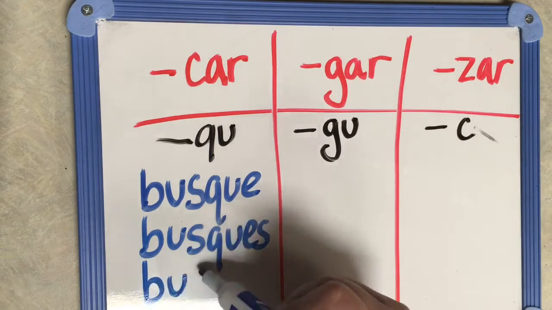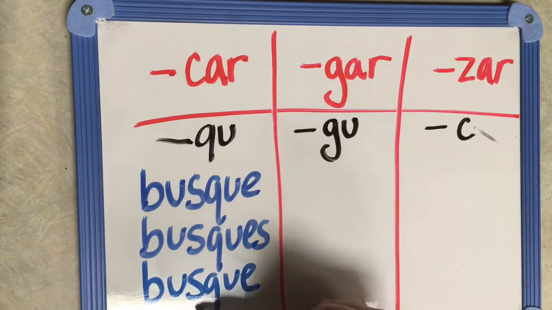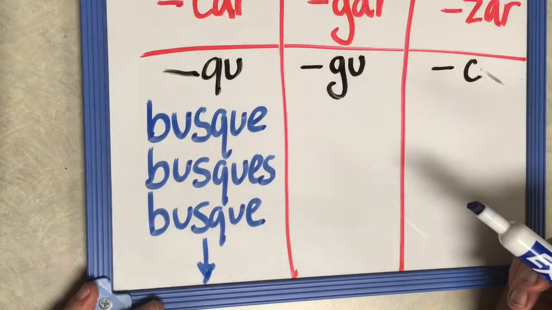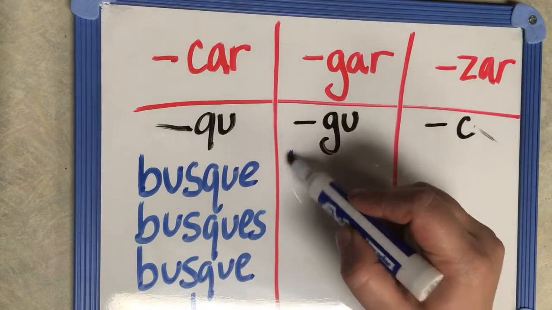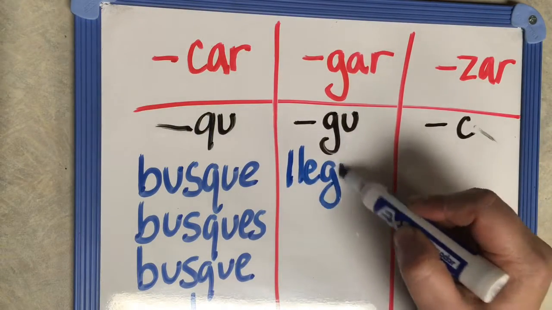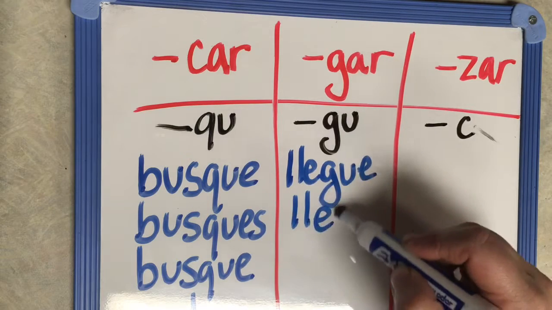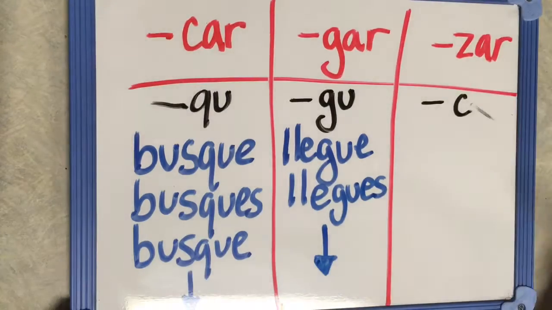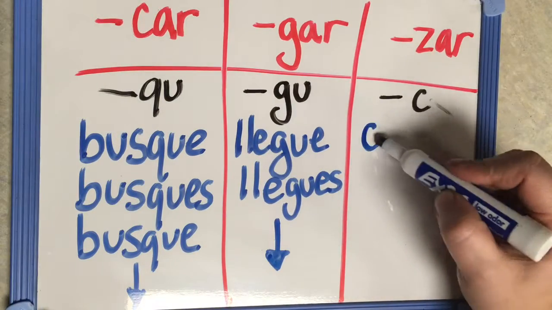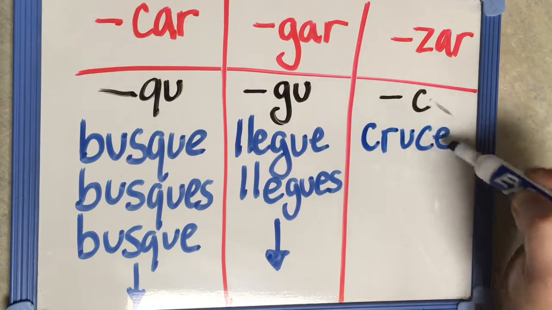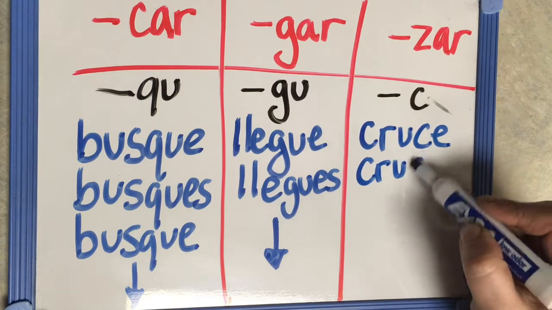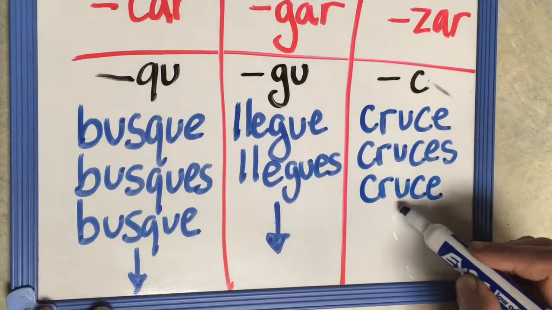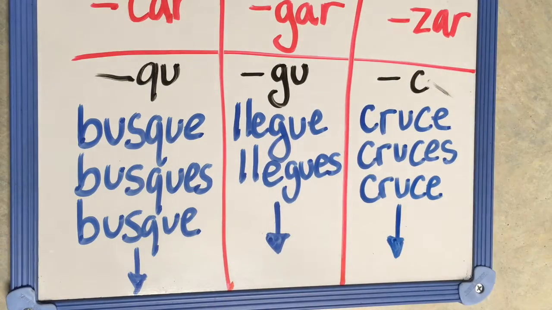Busquemos, busquéis, busquen. In the verb llegar, we're going to have llegue, llegues, llegue, lleguemos, lleguéis, lleguen. And for ZAR verbs, we're going to have cruce, cruces, cruce, crucemos, crucéis, crucen. Don't forget those CAR, GAR, and ZAR verbs.